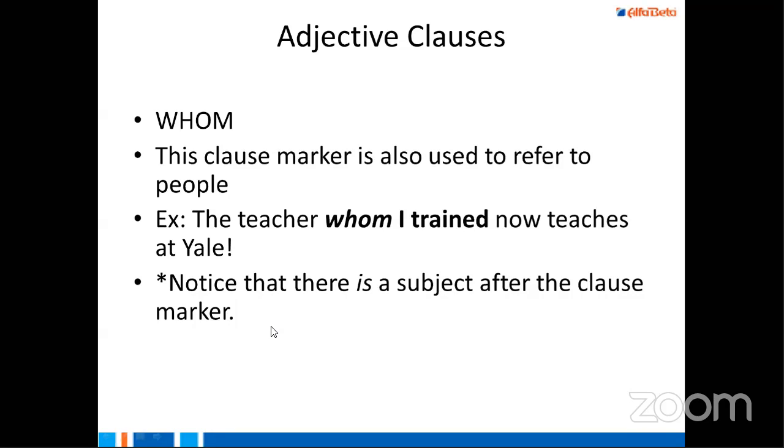Another clause marker that is used in adjective clauses is whom. Now, there's a slight difference between the two. I'll discuss the difference later. Now, let's look at this adjective clause here. This is the first location of the adjective clause. It splits up the subject and the verb. So this is your independent clause. The teacher now teaches at Yale. This adjective clause is describing the subject teacher.